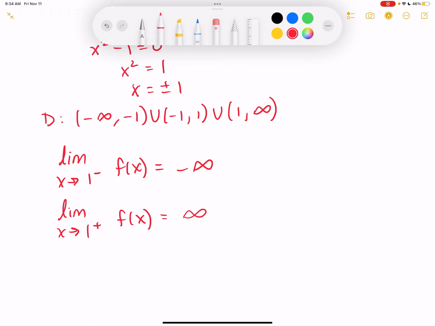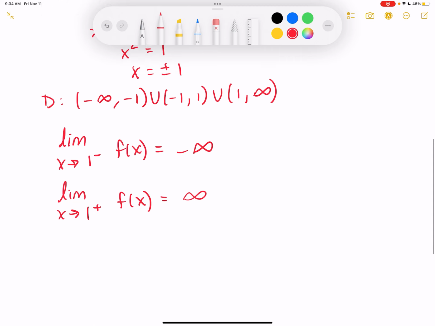Okay. The next one says describe how the graph of the given function can be obtained by transforming the graph of the reciprocal function g of x is equal to 1 over x. I don't really care about that. I care about the next part, which says identify the horizontal and vertical asymptotes, and use limits to describe the corresponding behavior. Okay, so for vertical asymptotes, we use this. For horizontal asymptotes, we see what happens at infinity.